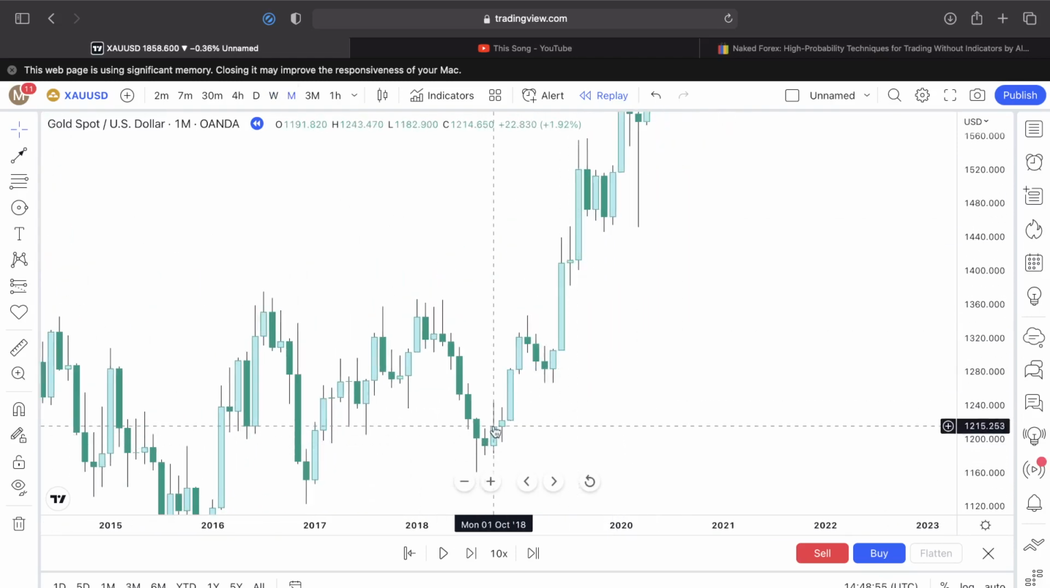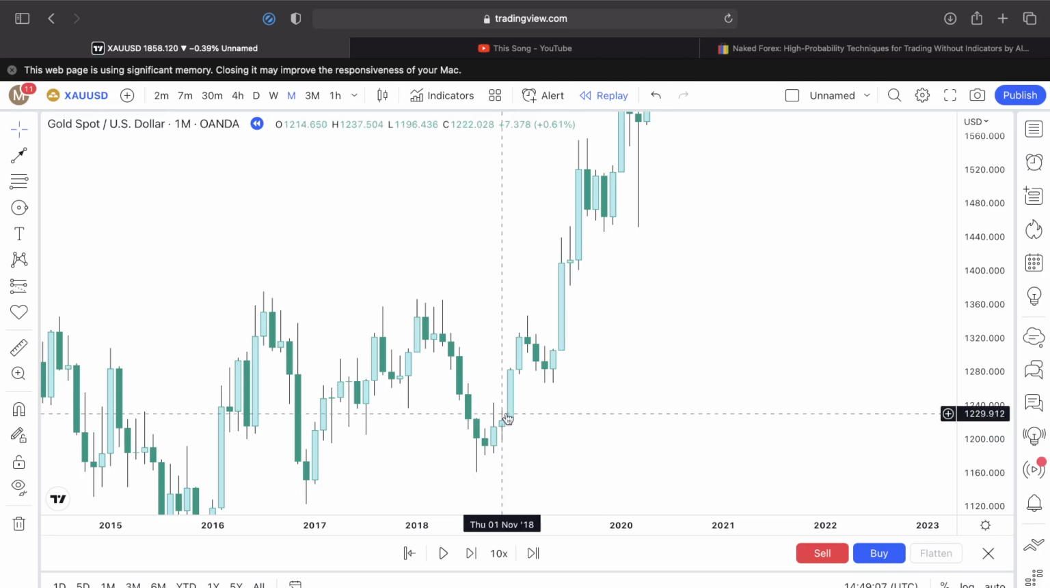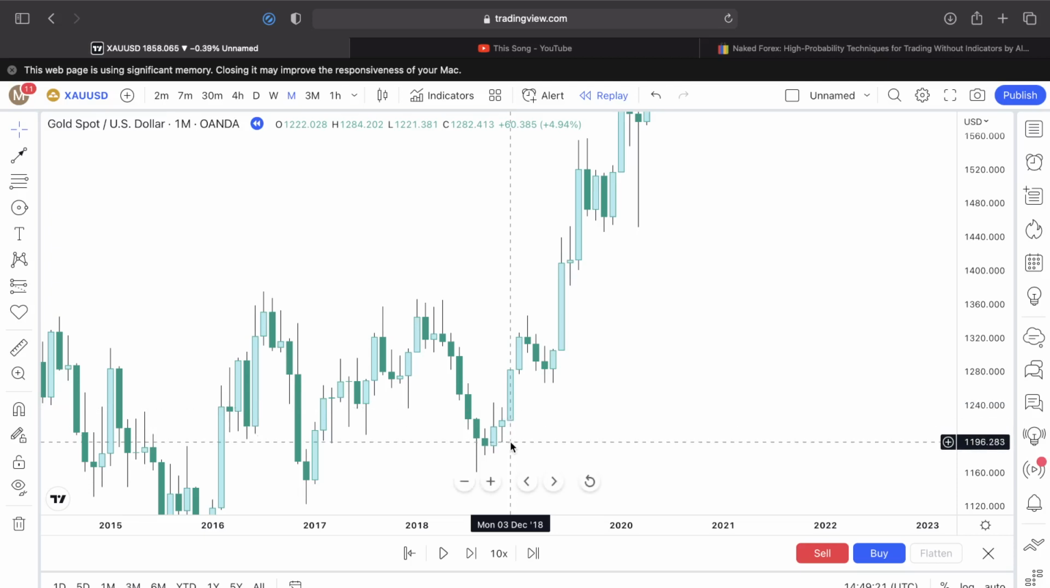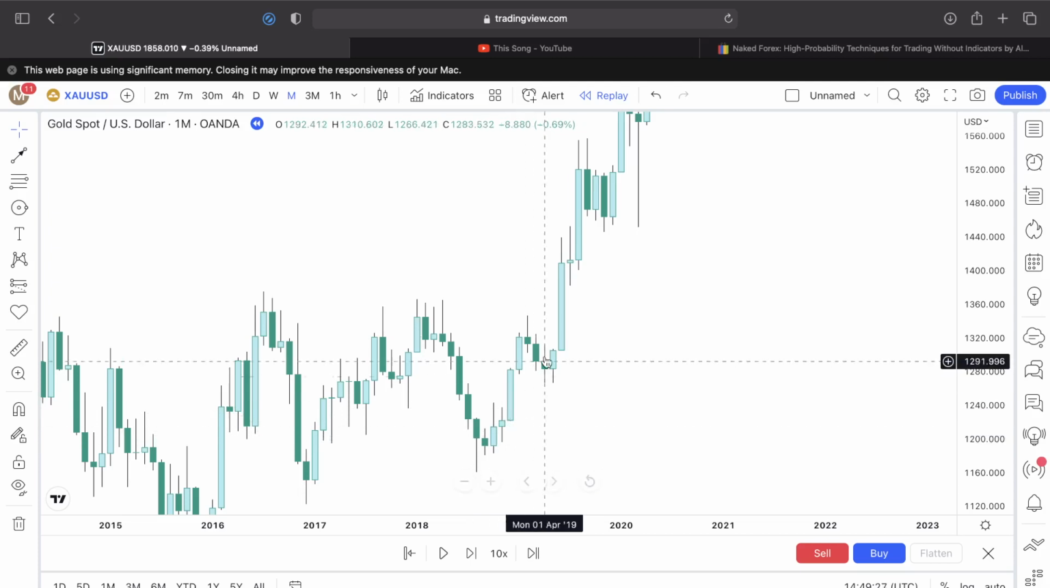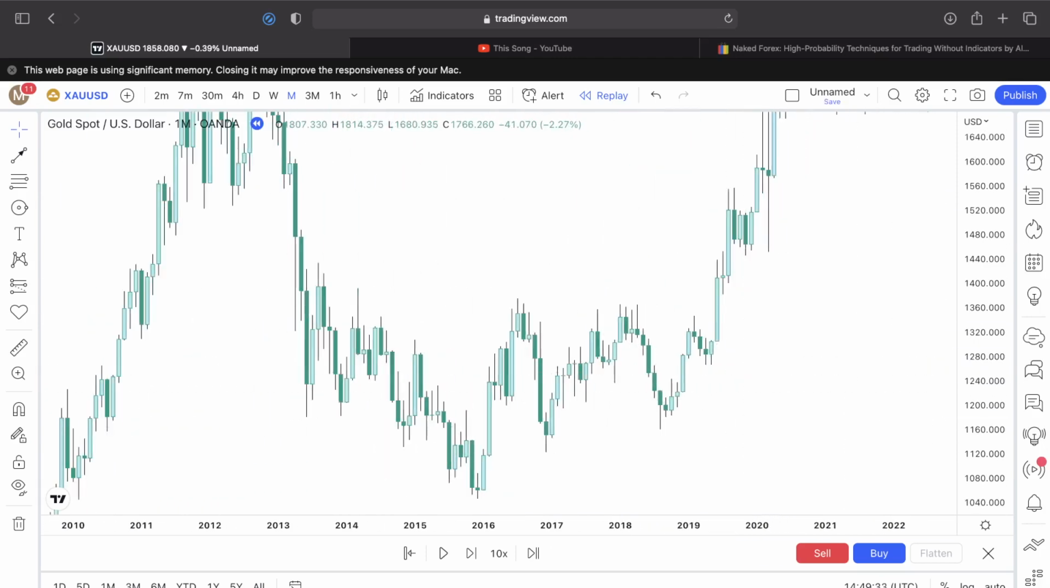Then the second one went up and opened at the same price, 1,215.253, and closed here. But during that whole month, it fluctuated between 1,236.810 and 1,196.283. That's how it fluctuated. So that is literally the candlestick analysis: the open price and the closing price.